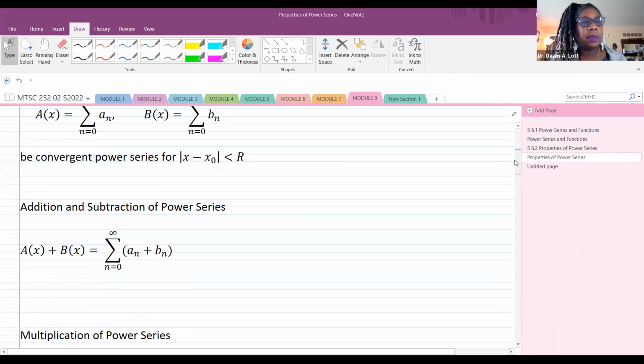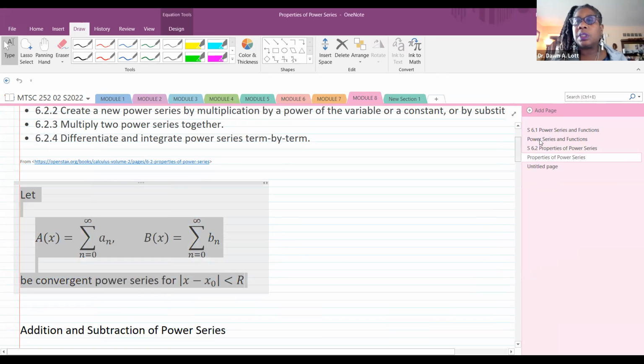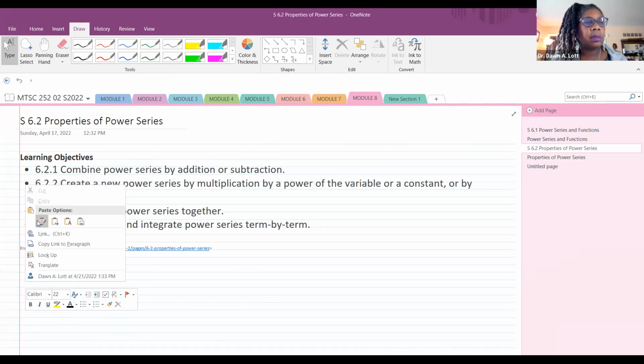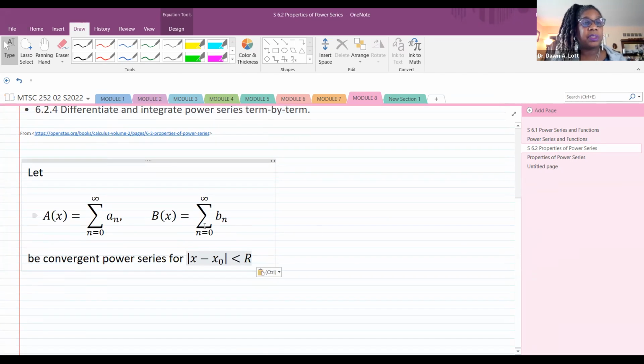So the first thing we're going to do is define the power series we are going to use. A of x is one power series and B of x is another power series, and they both are convergent on the same interval. They may each have a different interval of convergence, but you're going to have to take the smallest common interval that they are both convergent on.